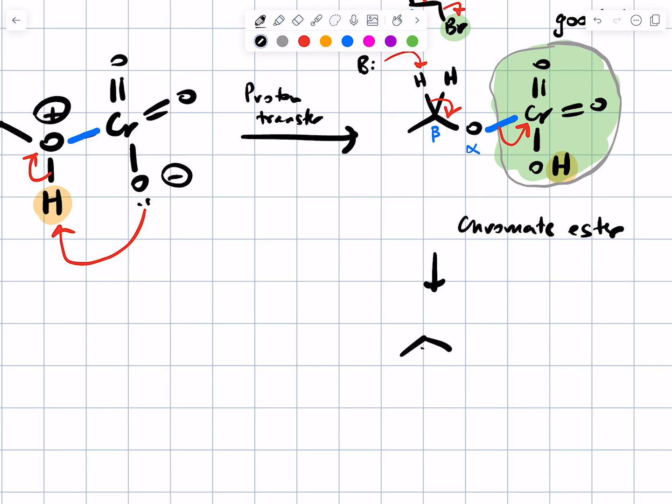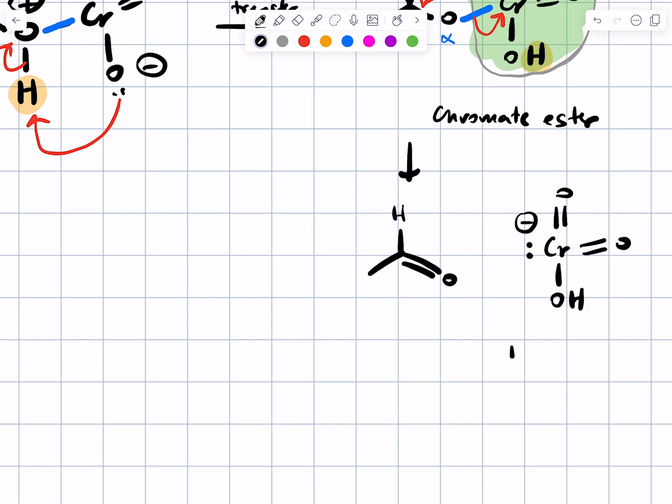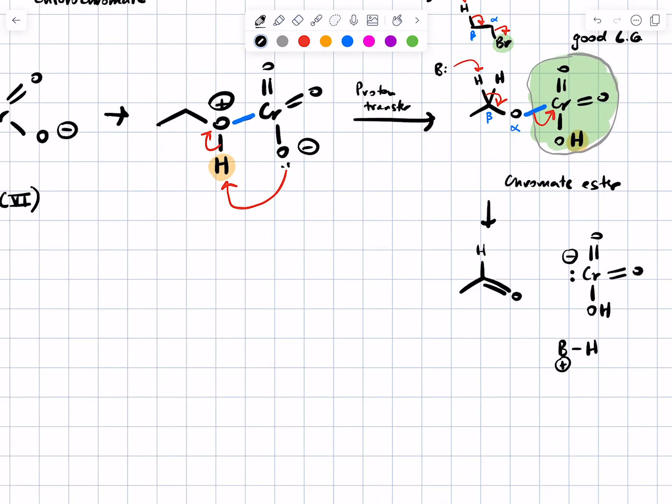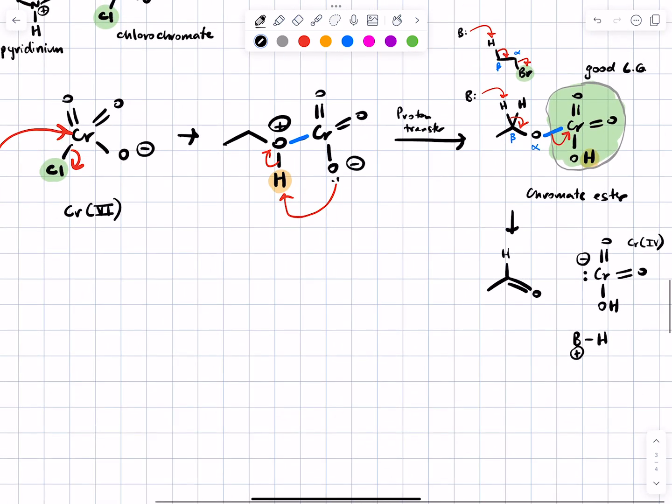So that should give us this aldehyde. I don't like how I drew that, sorry. That should give us this aldehyde. Our leaving group should be this, and it should be a negatively charged chromium, and then we've got the conjugate acid of whatever that base was. If you're counting, the chromium that leaves is chromium 4, not chromium 6. So the aldehyde is oxidized, but the chromium is reduced.